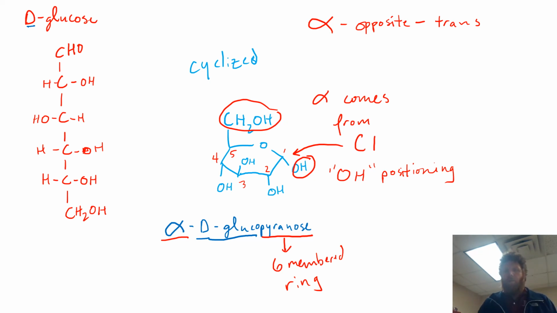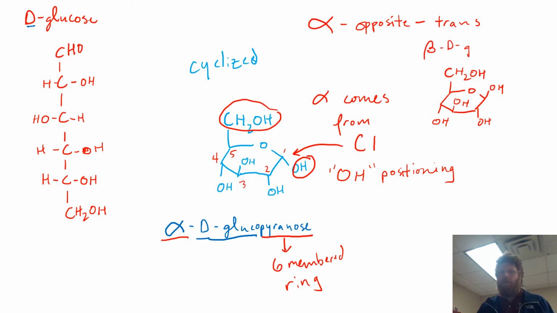The beta sugar looks basically the exact same. CH2OH, OH, and finally OH. So this would be beta D-glucopyranose. Okay, so alpha D-glucopyranose, beta D-glucopyranose. You have to look at where these different groups are with respect to one another.